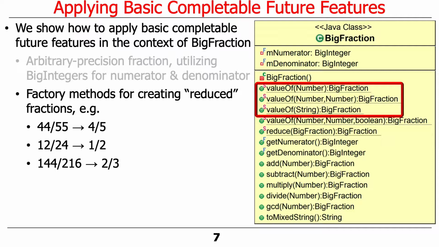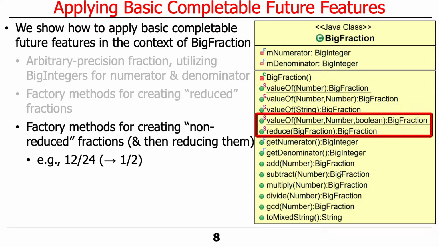There are various factory methods in the big fraction class that allow you to create so-called reduced fractions. So if you were to give any of these as the numerator and denominator, the reduced version would be simplified. So 12/24 is 1/2, all the kind of stuff you probably learned in second or third grade. There are also factory methods for creating so-called non-reduced fractions, and then an API to reduce them later, because reduction takes a little while to run, especially for a really big fraction.